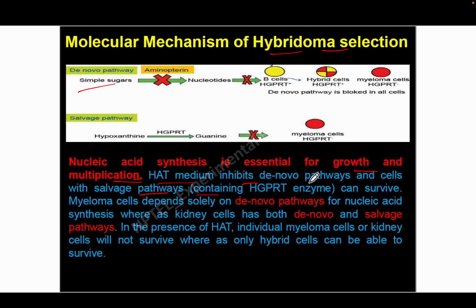So HAT media inhibits de novo pathways, and cells with salvage pathways, that is, containing the HGPRT enzyme, can survive. Myeloma cells depend solely on de novo pathways for nucleic acid synthesis, whereas B cells have both de novo and salvage pathways. In the presence of HAT, individual myeloma cells or B cells will not survive, whereas only hybridoma cells or hybrid cells are able to survive.